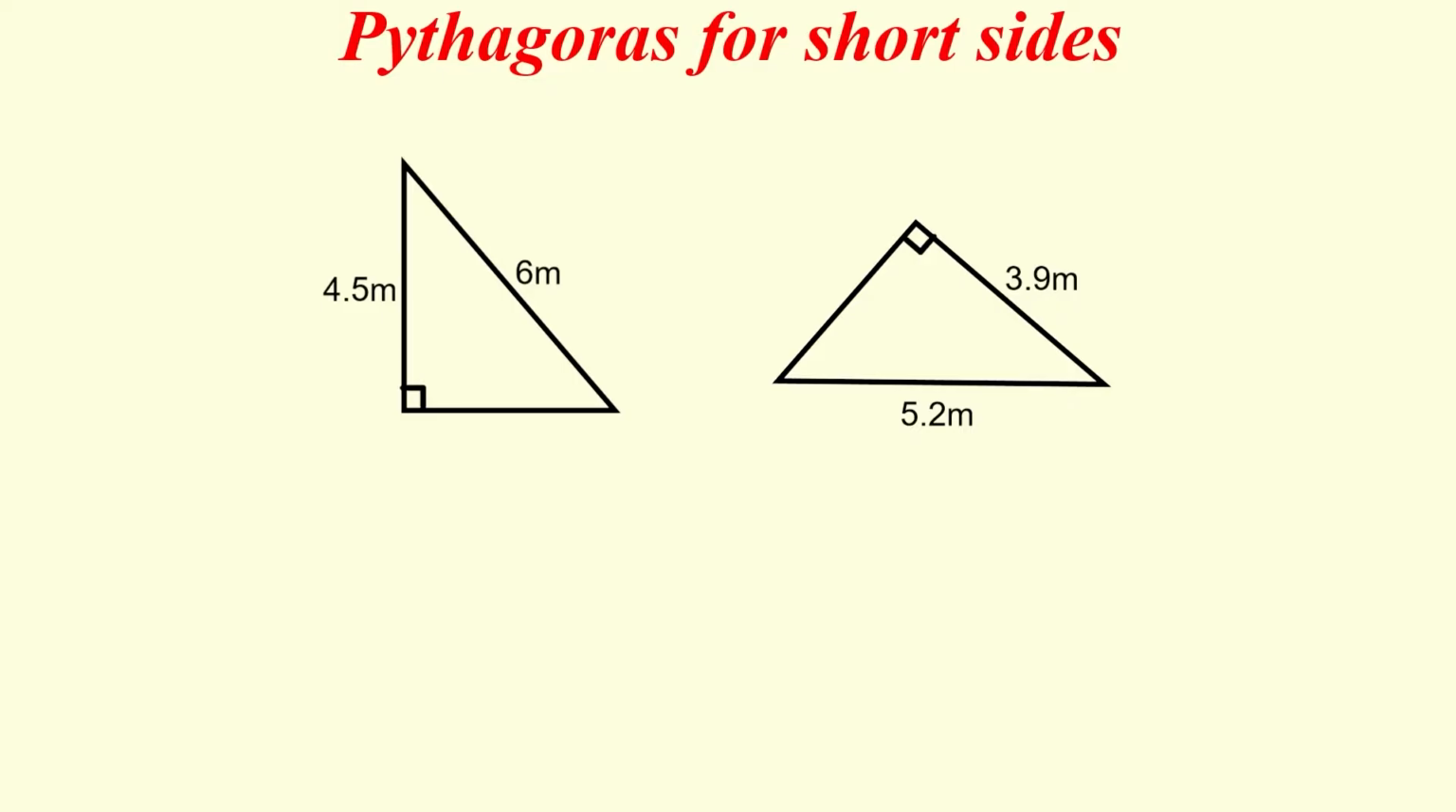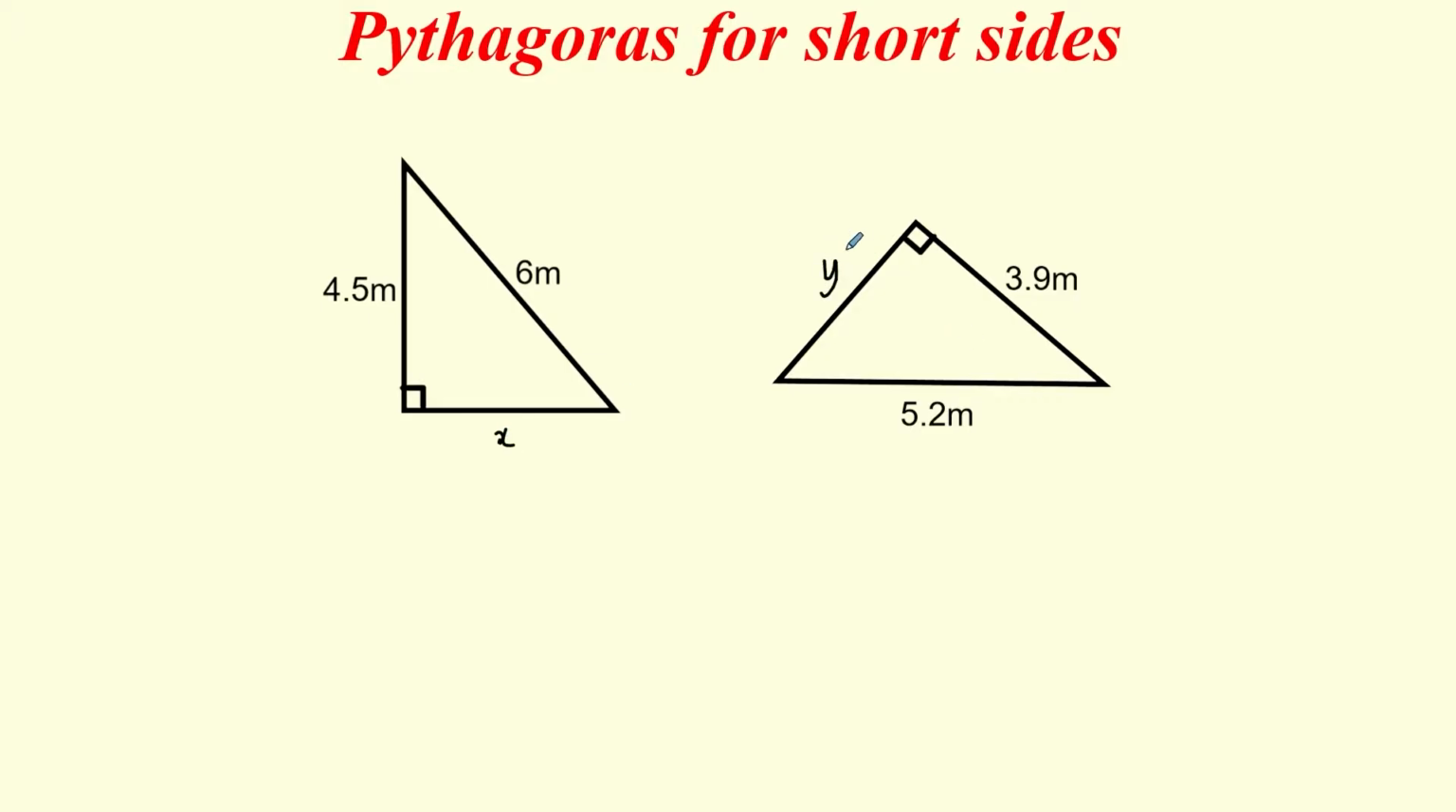Today we're going to be looking at Pythagoras for short sides. So we've got two examples here that we're going to work our way through. Very similar working to what you saw for finding the hypotenuse using Pythagoras. So we're going to look at question 1, and again we're going to call the first missing side x and the other missing side y.